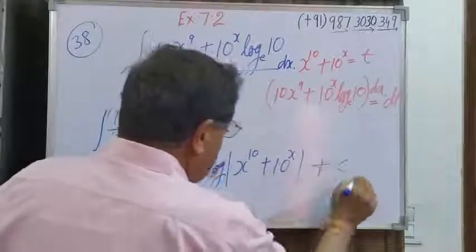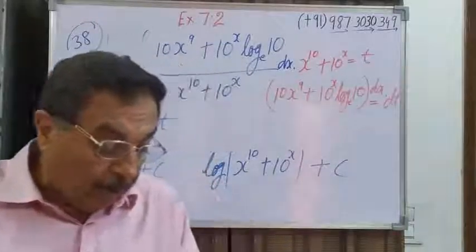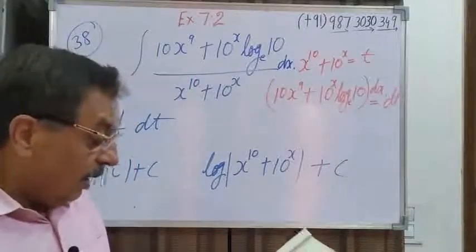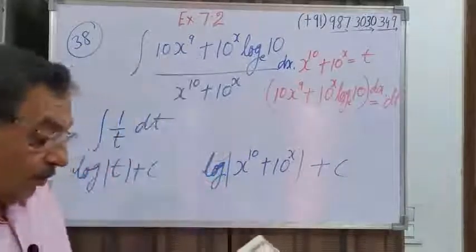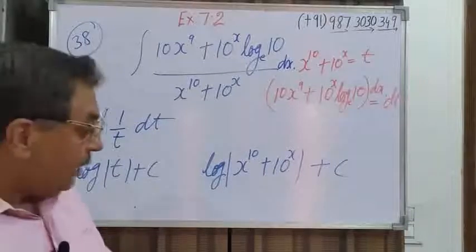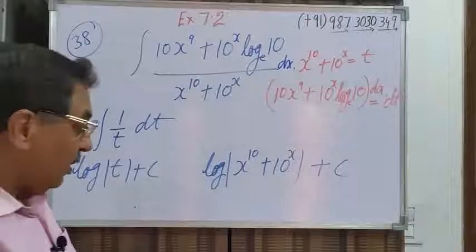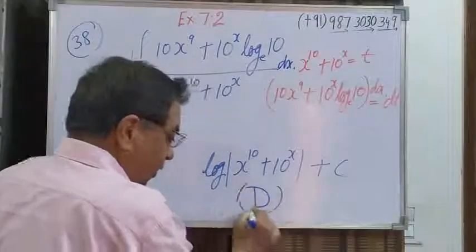So this question was MCQ type. Four options A, B, C, D are given to you, and I observe that option D, log of 10 to the power x plus x to the power 10 plus c, must be the answer. So D is the correct answer.